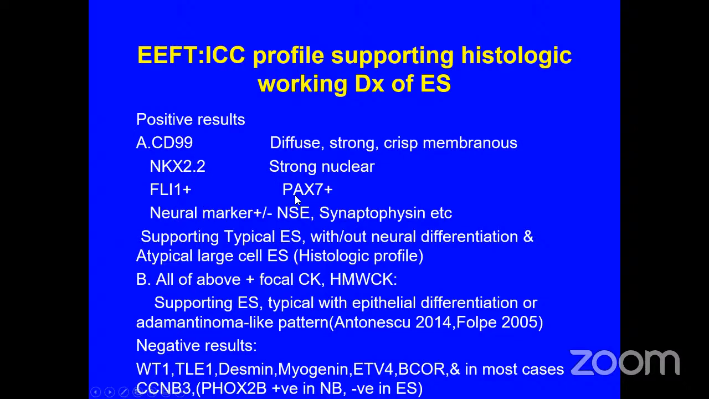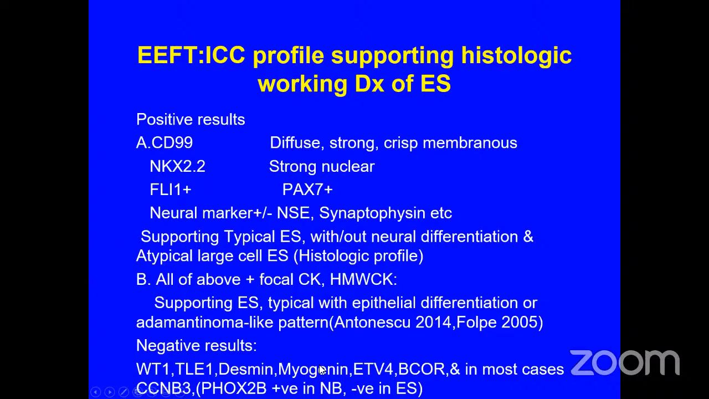Then FLI1 and PAX7 have also been mentioned. Neural marker will be plus minus depending on whether that particular tumor is showing neural differentiation in terms of presence of rosettes. And this type of profile will support a typical Ewing sarcoma with or without neural differentiation, and also support atypical large cell lymphoma. If you have a variant of typical Ewing sarcoma in terms of epithelial differentiation or adamantinoma-like pattern, you will need to have focal demonstration of cytokeratin or high molecular weight cytokeratin in the tumor.